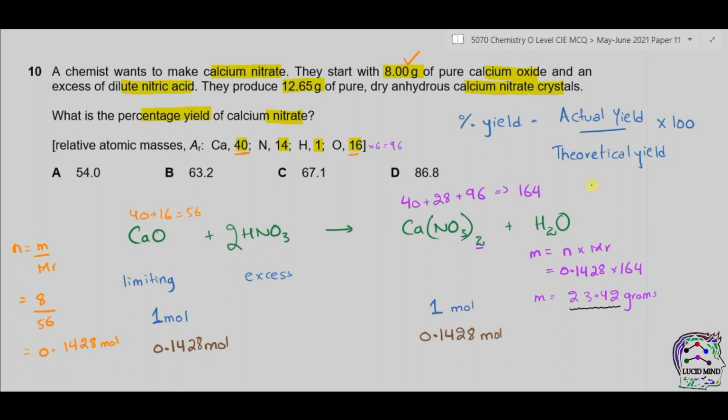Now let's find the percentage yield. The actual yield was given in the question. It was 12.65 grams. The theoretical yield we have just calculated, 23.42 grams, times 100. Grams cancels out with grams. So the percentage is 54%. The correct option is therefore part A.